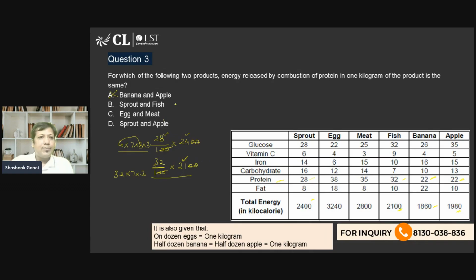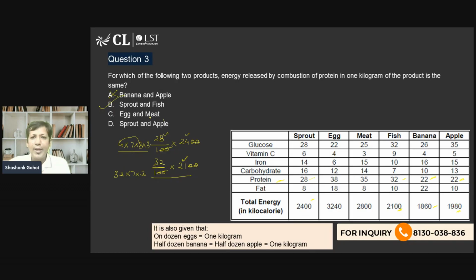So it means sprout and fish, both values should be equal. The energy generated by protein must be equal. So I can easily get the answer by not multiplying everything, just by factorizing it and seeing which option is more feasible for us, and that's how we can get the answer very easily.